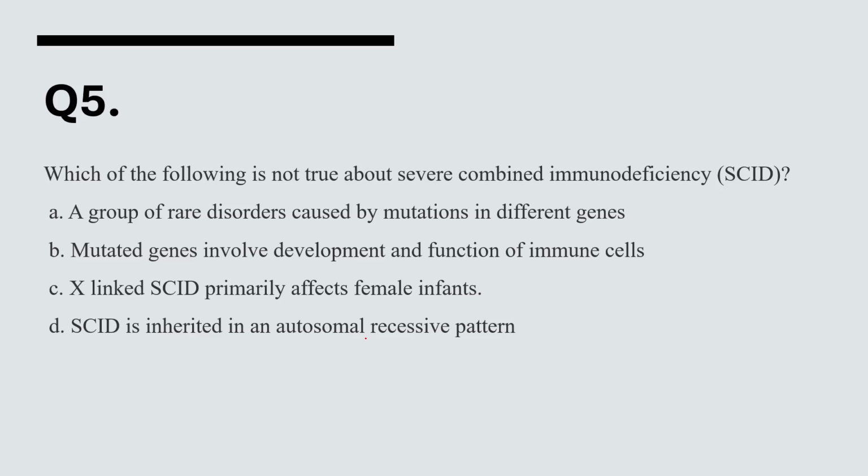Next question is, which of the following is not true about severe combined immunodeficiency, SCID? A group of rare disorders caused by mutations in different genes. Mutated genes involve development and function of immune cells. X-linked SCID primarily affects female infants, or SCID is inherited in an autosomal recessive pattern. Which one will it be?